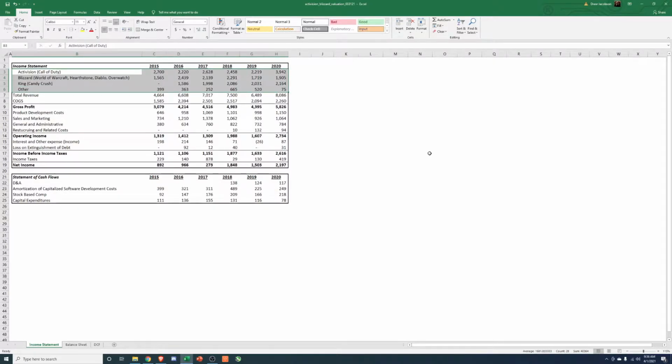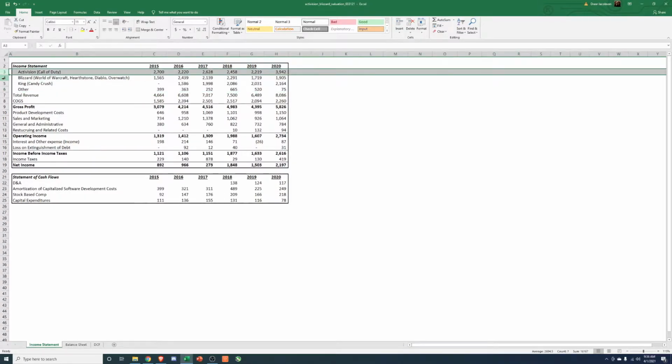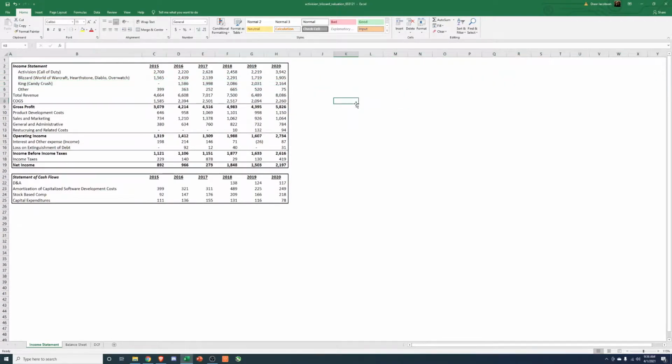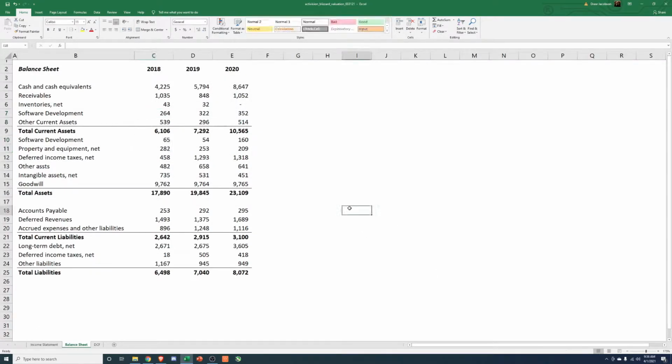So we can look at how those three things have performed, and then I put in that Call of Duty is the main driver of Activision, World of Warcraft is the main driver of Blizzard, and there are some other popular titles in there, and then Candy Crush really drives the King segment. So we have that, and then I pulled in the balance sheet.